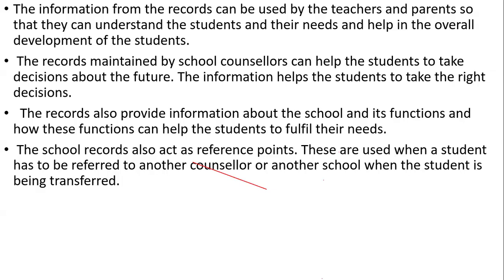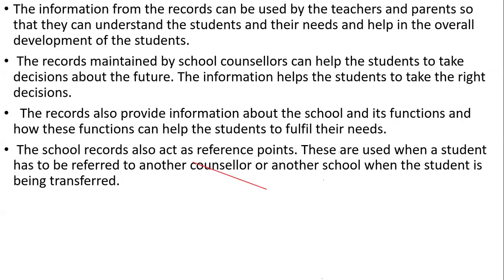The records also provide information about the school and its functions and how these functions can help the students to fulfill their needs. Okay, next one. The school records also act as reference points. These are used when a student has to be referred to another counselor or another school when the student is being transferred. Okay.